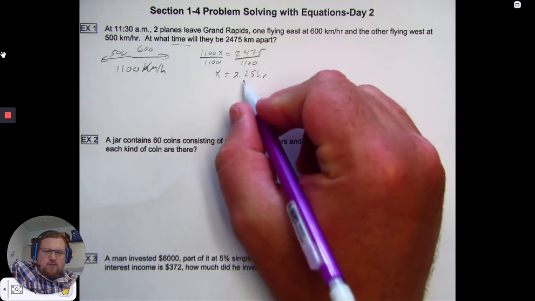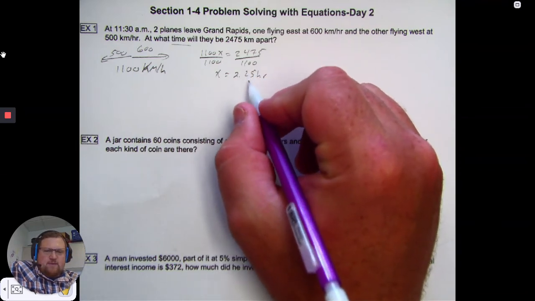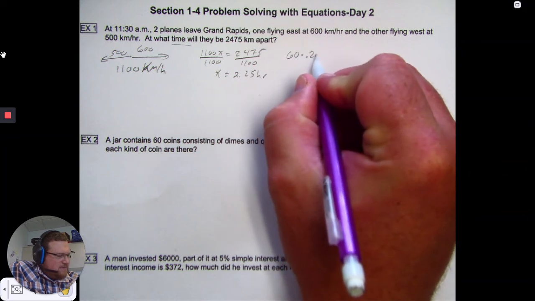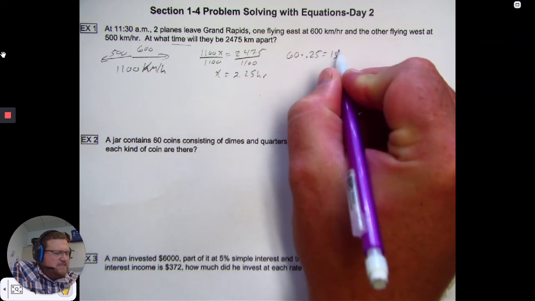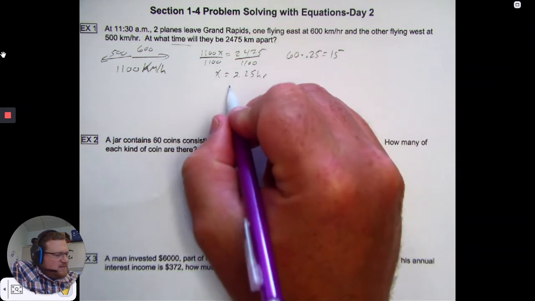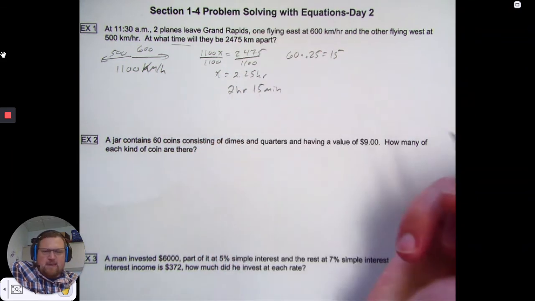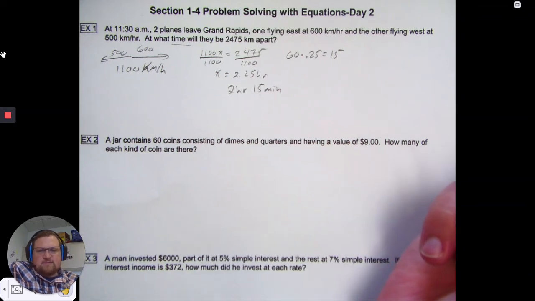So how do we determine how many minutes that would be? Well, there's 60 minutes in an hour, so if we multiply it by the 0.25, that will give us that there are 15 minutes there. So this is really 2 hours 15 minutes that it will take them to be 2,475 kilometers apart.